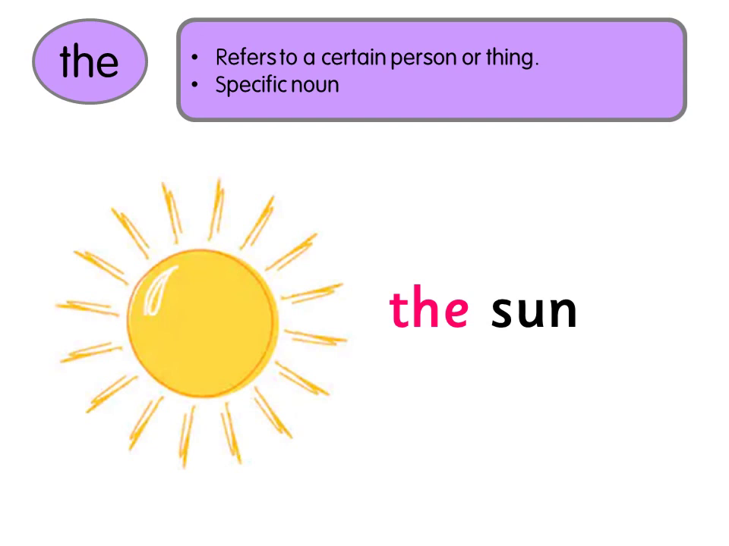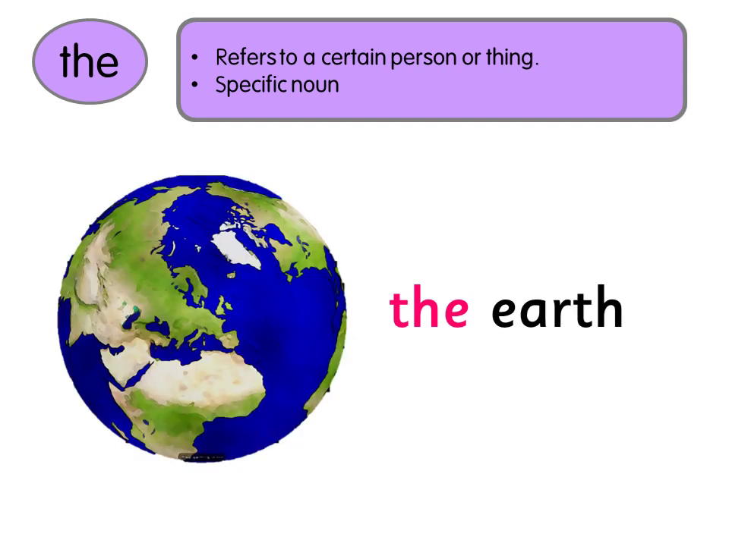Okay, what can you see here? Yes, it is the sun. There is only one sun in the universe, so it is specific and unique. It is only one, so we have to use the sun. Our next example is earth. The earth. So we use the earth because there is only one earth in the universe.